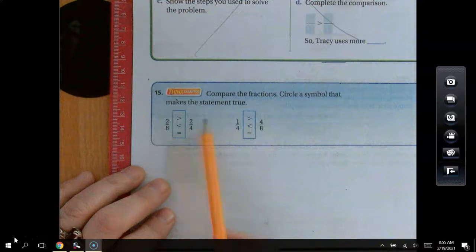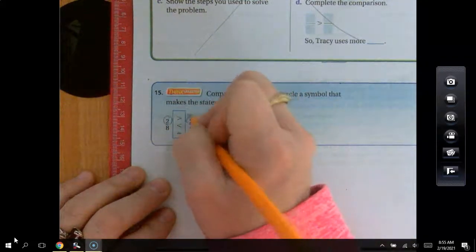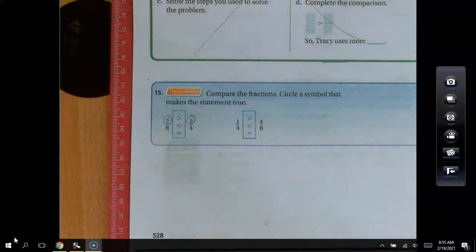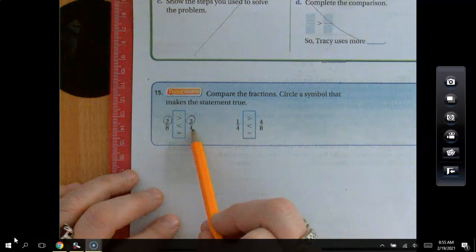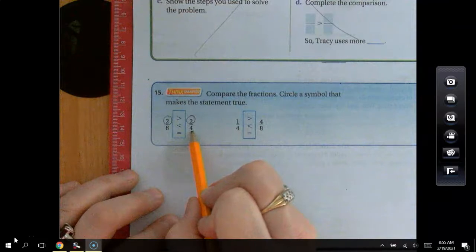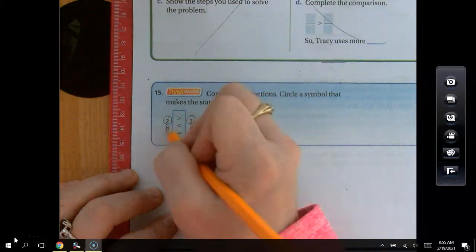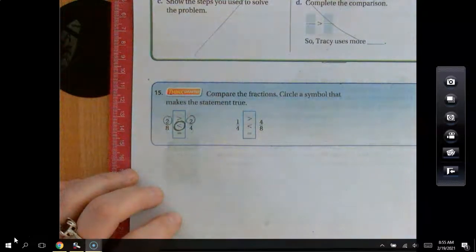Well, let's look at these two fractions. I have 2/8 and 2/4. Find out what's the same. I ask myself this question every time. Well, the numerators are the same, so when my numerators are the same, I have to look at my denominators and think opposite. Would I rather share a pizza with 8 people or 4 people? Absolutely, I would rather share with 4 people. I'm going to get the bigger piece of pizza by only sharing with 4 people. So 2/8 is less than 2/4. You should have circled your less than sign.